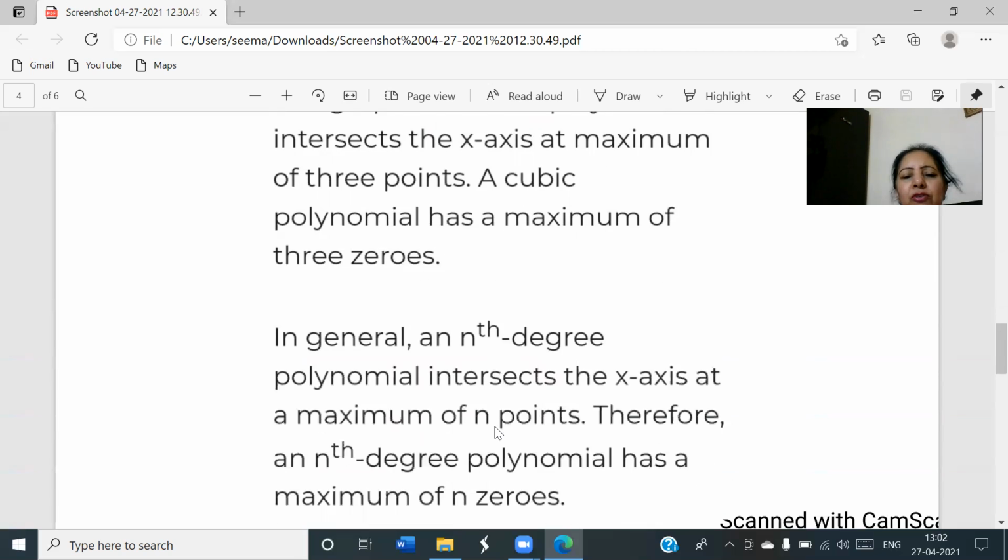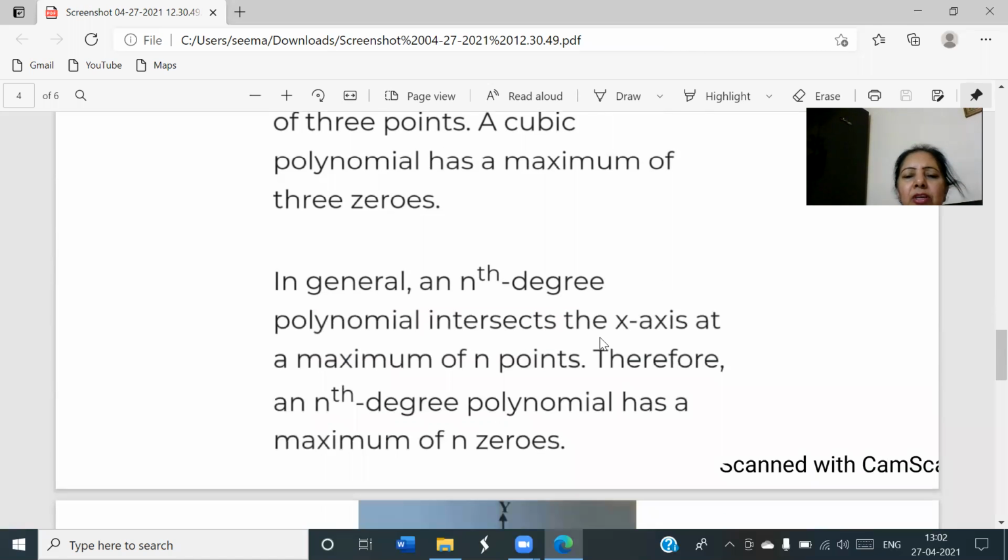In general, what you understood is that an nth degree polynomial intersects the x-axis at a maximum of n points. Therefore, an nth degree polynomial has a maximum of n zeros.